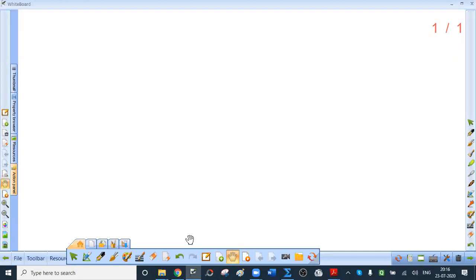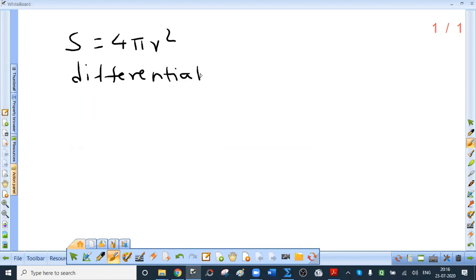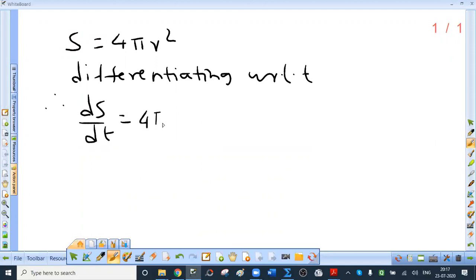Then, yes, write the formula. Capital S equal to what? 4 pi r square. Differentiating with respect to t. So what is dS/dt? 4 pi is constant. What is derivative of r square? 2r dr/dt. So effectively it is what? 8 pi r dr/dt.